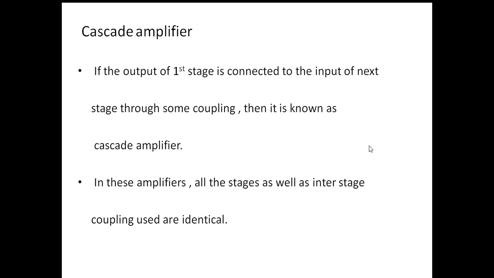In these amplifiers, all the stages as well as the interstage coupling used are identical. Here the main concept of cascading is that the first stage and second stage must be the same. These two stages of amplifiers are identical. Then this is called cascading. Or the second and third, if these two are identical, then this is called cascading. In cascading, however many stages we have connected in multi-stage, if all are identical, then this is called cascading.